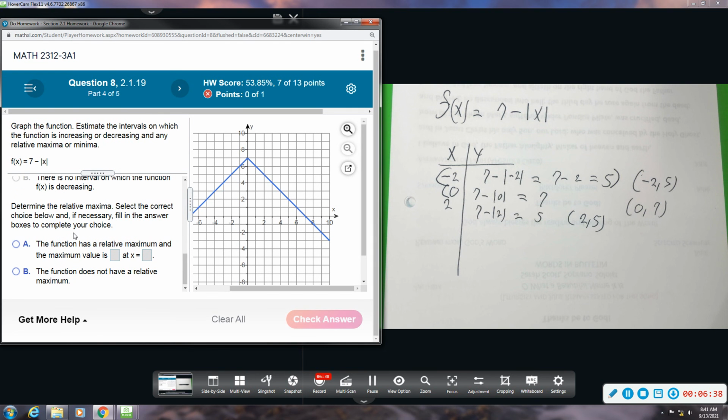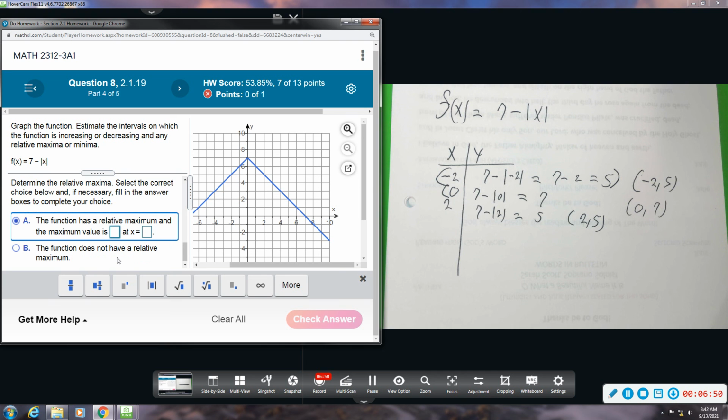And then the function has a relative maximum. This mountaintop will be a peak, a high point. The maximum occurred at this ordered pair 0, 7. So the value was 7, and the location is 0. This actually would be an absolute maximum. It is the highest point on the graph, since no point on the graph goes above it.